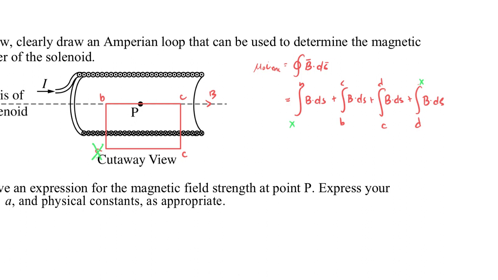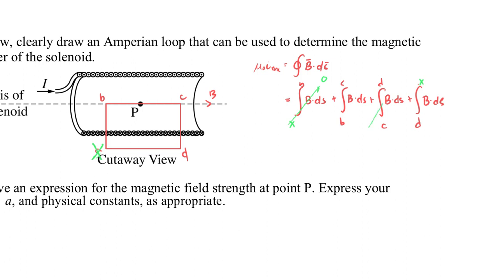Now, when integrating along X to B, you would indicate that there is no contribution to Ampere's law because the magnetic field here is perpendicular to ds, and there's no magnetic field here. So that knocks out this one, and that also knocks out this one.